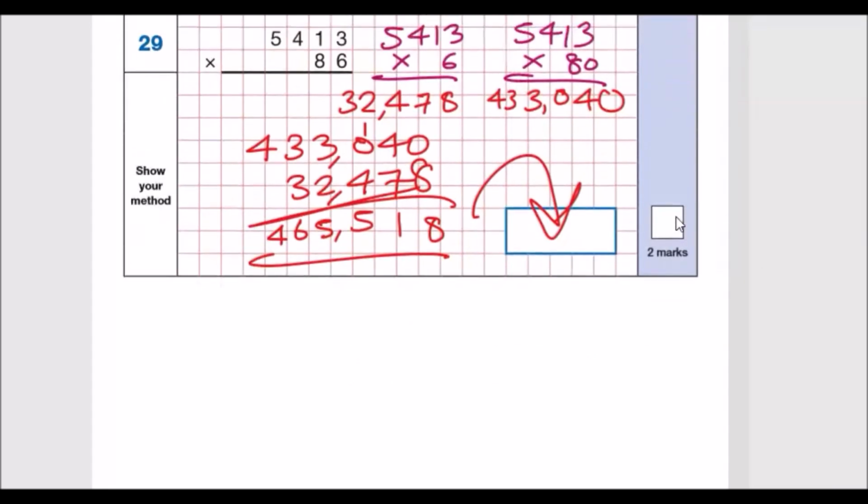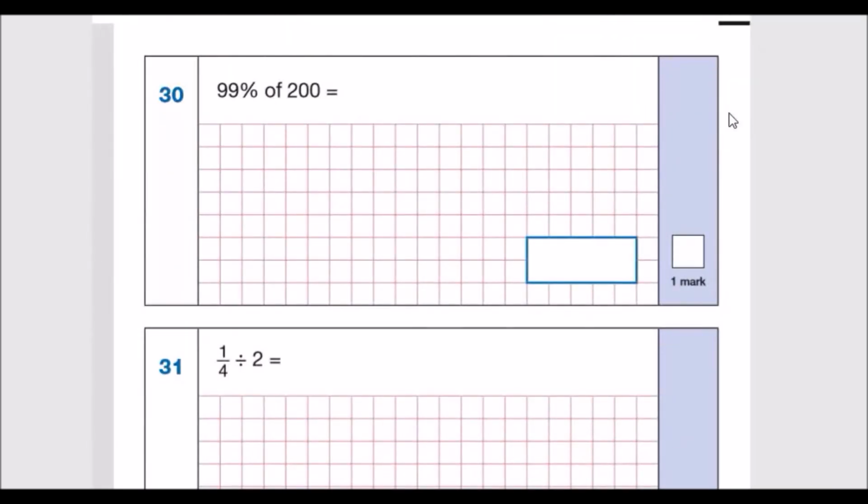Anyway, let's keep going. Number 30. Oh, 99% of 200. Now this is kind of cheeky, because you could really just find 1%, because everything's always out of 100%. If you know 1%, it will just be the other side. So yeah, this is easy.